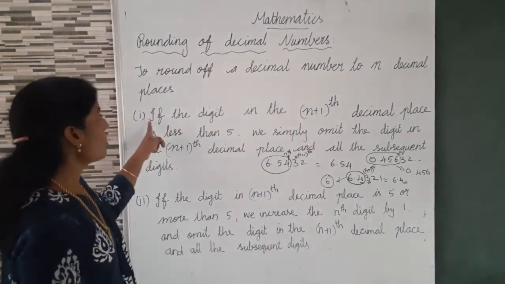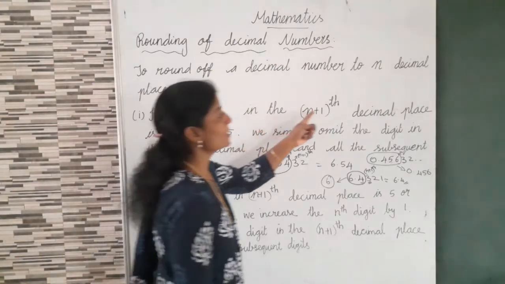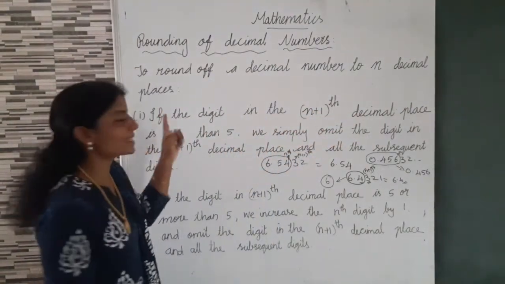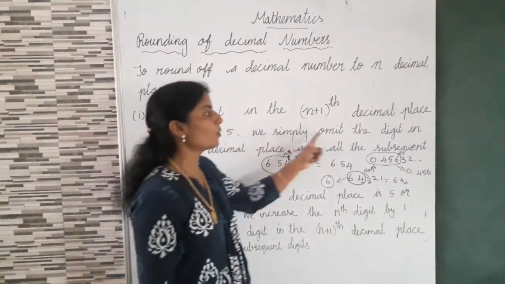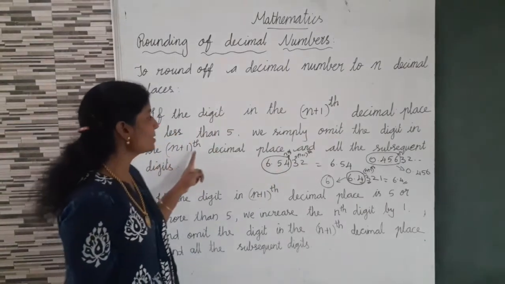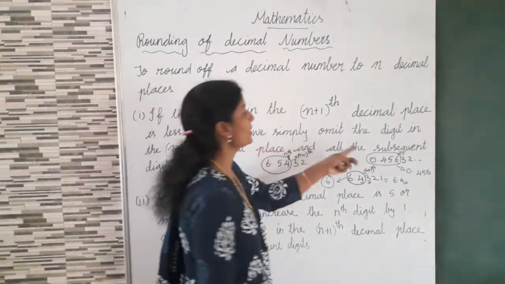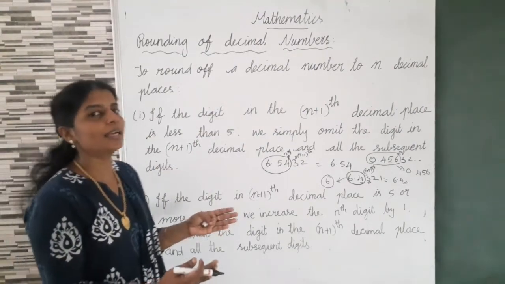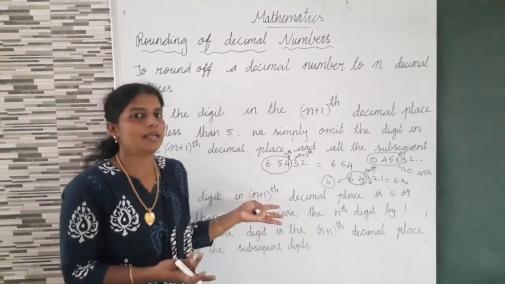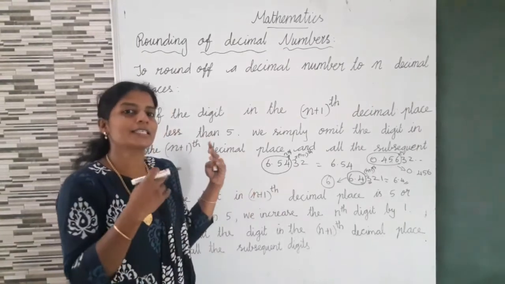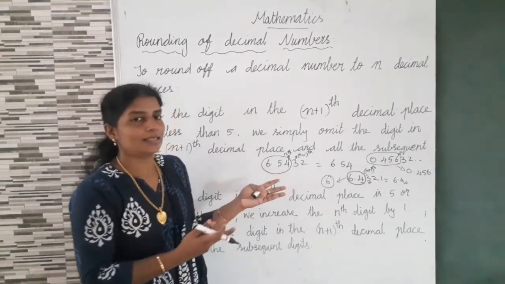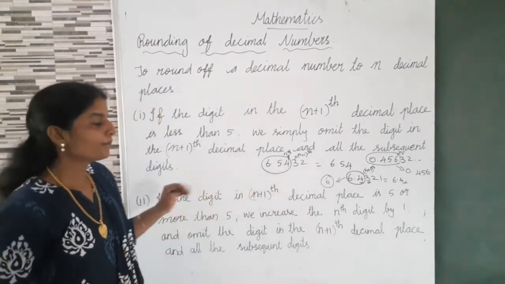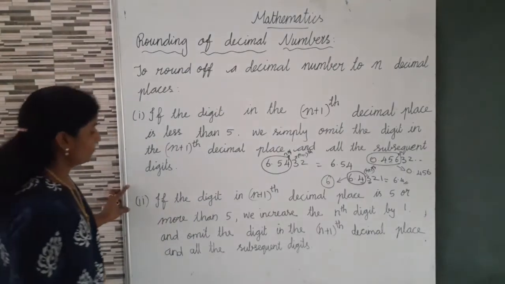Clear? So if the digit in the n plus 1th decimal place is less than 5, we simply omit the digit in the n plus 1th decimal place and all the subsequent digits. Up to the 10th place we need means we look at the 100th place. Up to the 100th place means we look at the 1000th place. Like this. Clear?